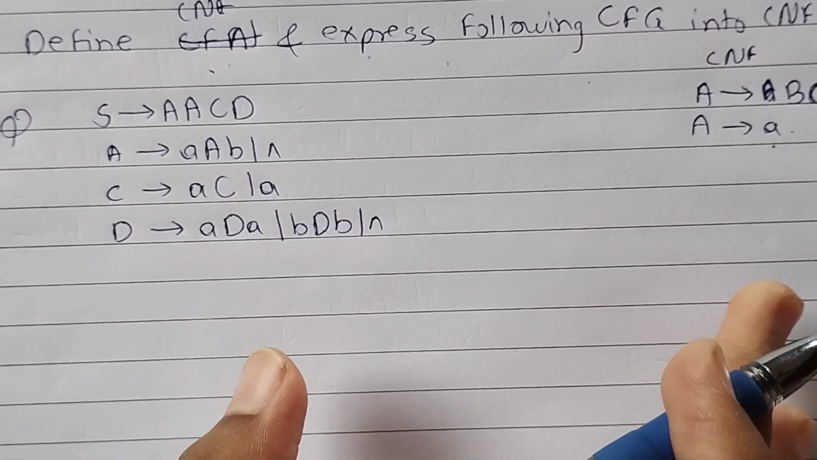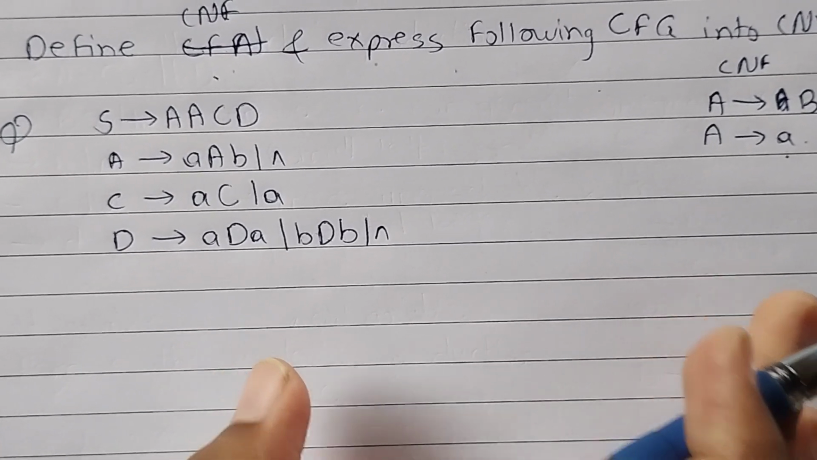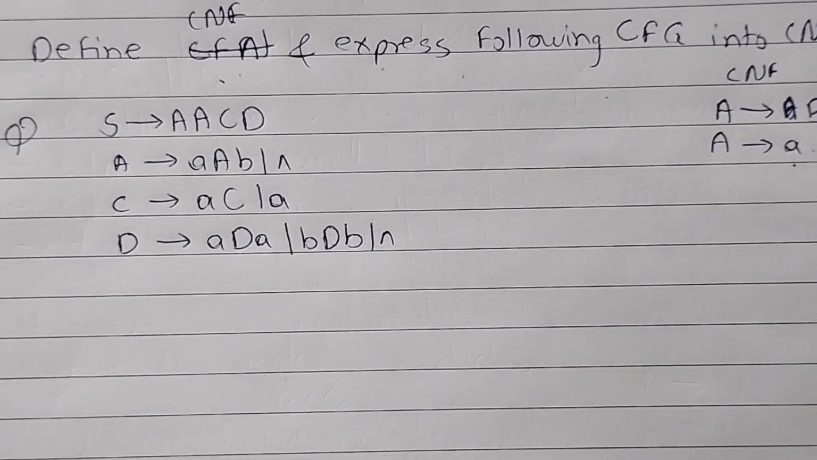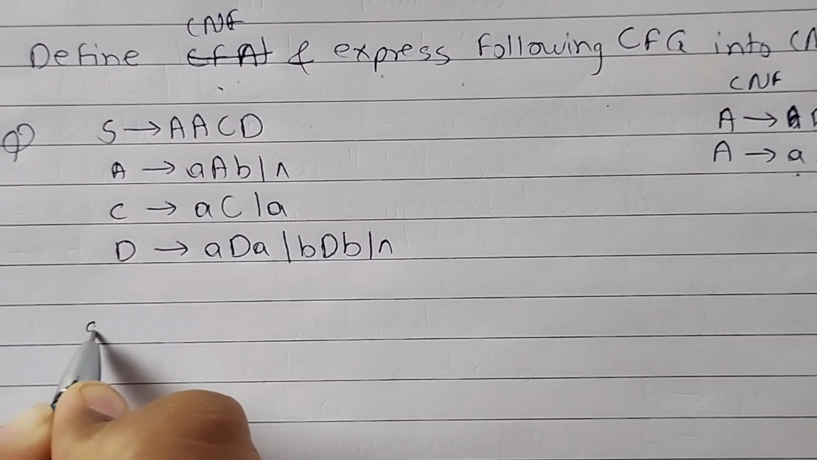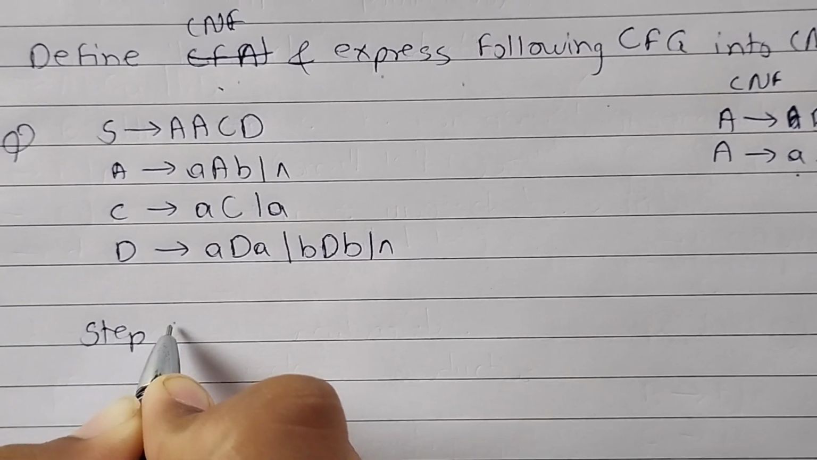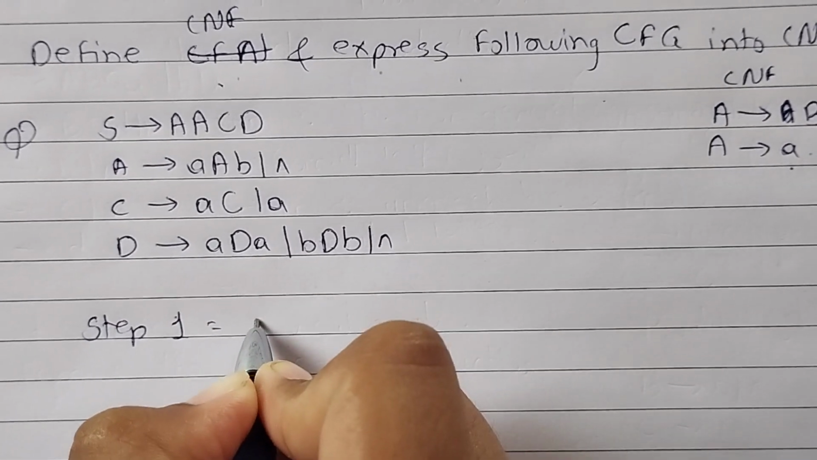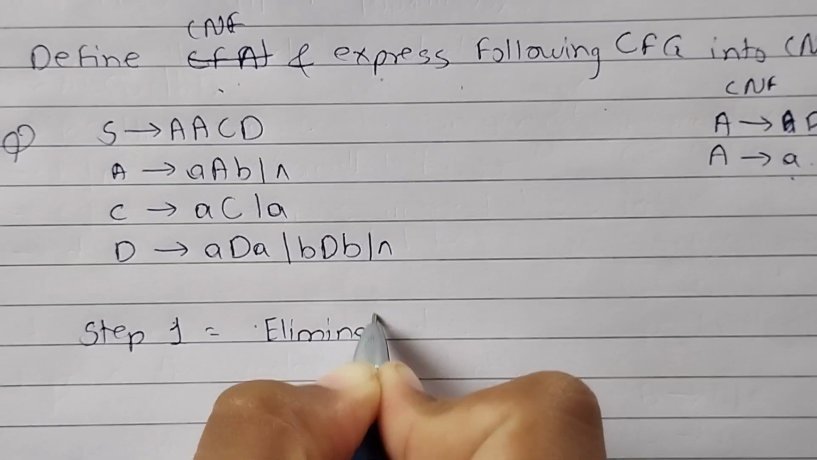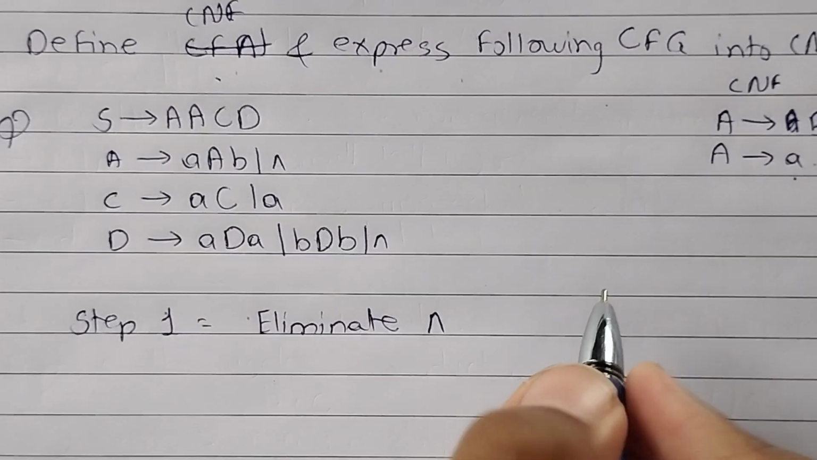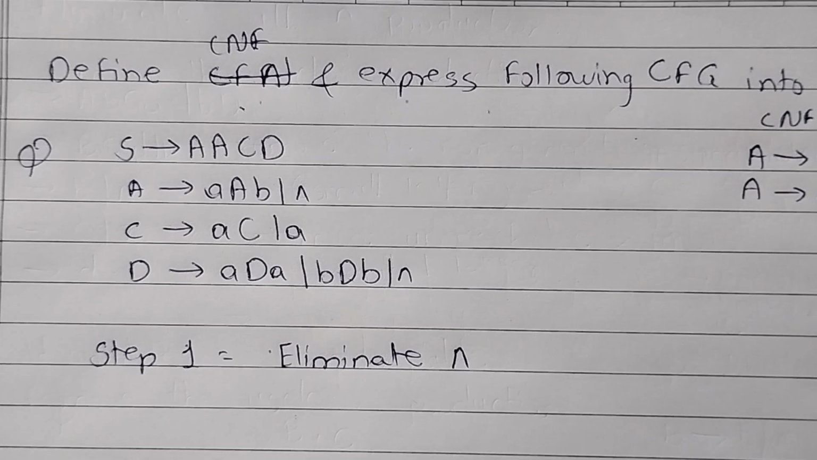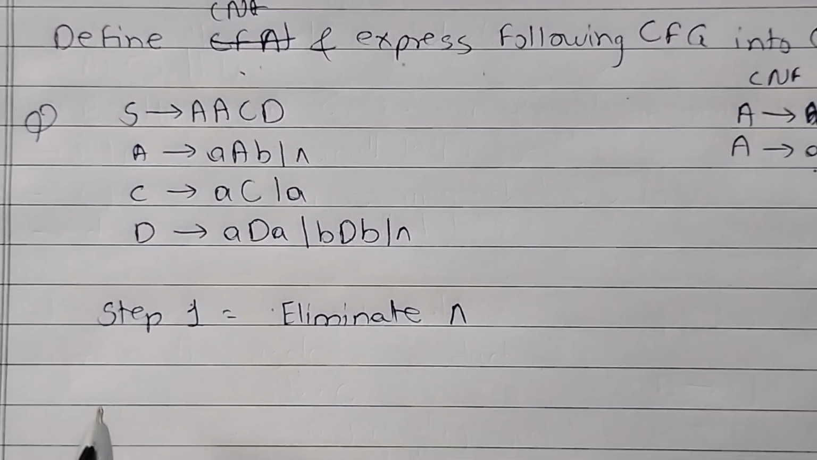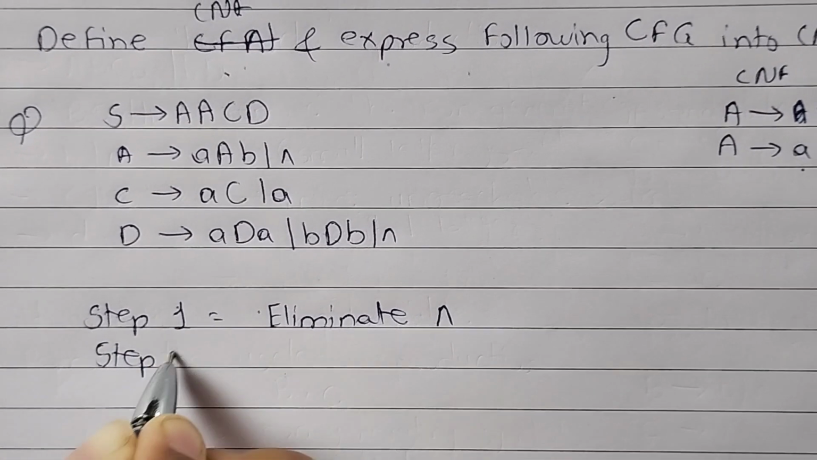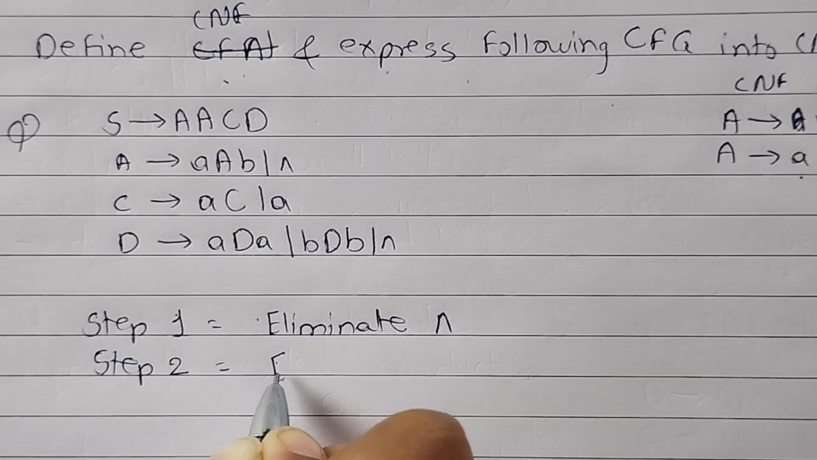How? Let's see. For that, again we follow 2 or 3 steps. So step number 1, eliminate the null values. Eliminate null production. And how we eliminate the null production, we saw in the previous question. Step 2, eliminate unit.